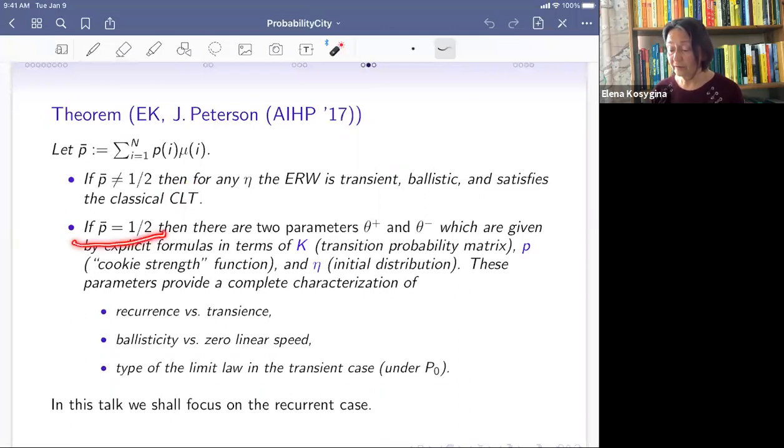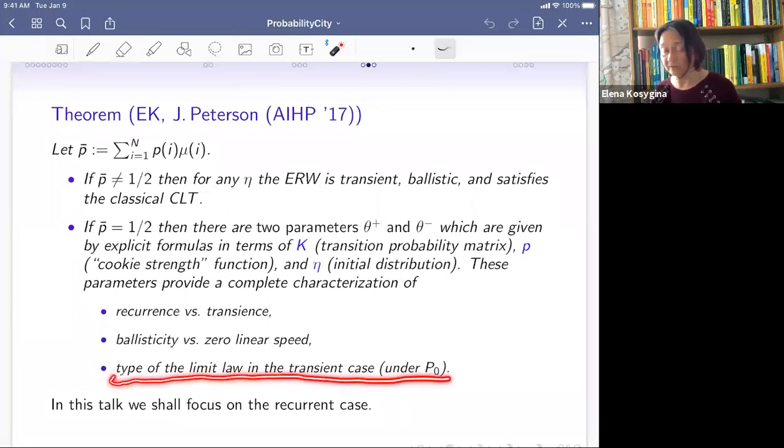If P bar is 1/2, then there is a variety of different behaviors which are characterized by two parameters, theta plus and theta minus, and they are given by explicit formulas which look horrible, but they are explicit in terms of K, P, and eta. These parameters provide a complete characterization: recurrence versus transience, ballisticity, and a type of limit law in the transient case. In this paper, we did not treat the recurrent case. And our next step was to actually try to treat the recurrent case.